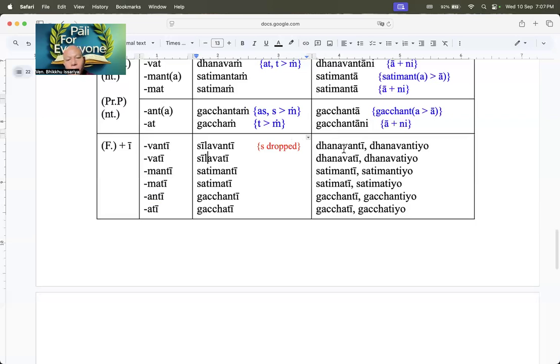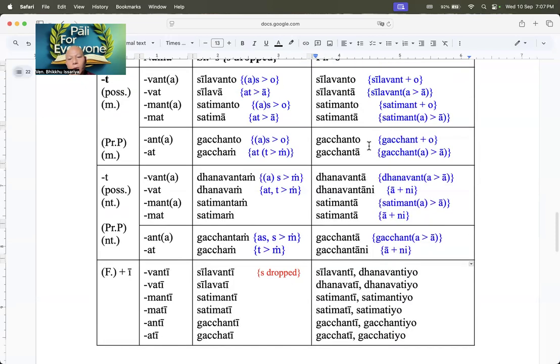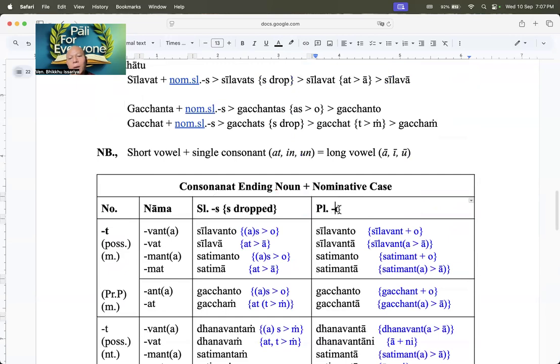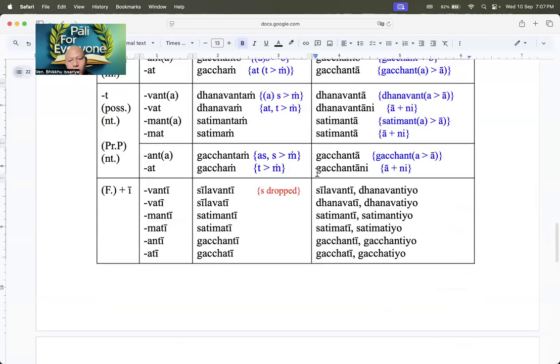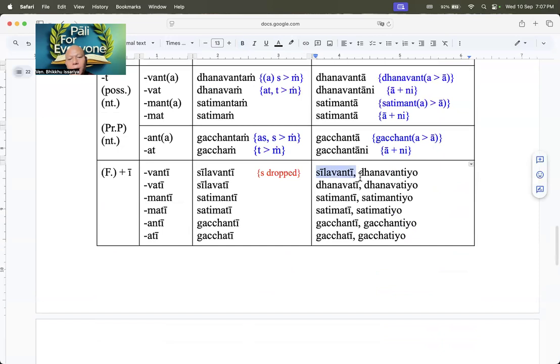And for the plural also, here silavantī, by dropping this 'ō'. Okay, by dropping this 'ō', we have silavantī. But for the other one, we have silavantiyo.